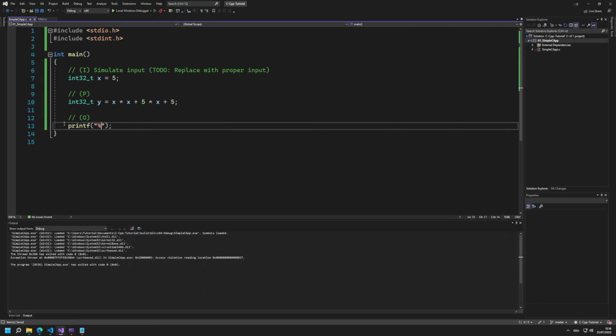So percentage means, hey, stop printing this normally, now we want to print something special. And the special thing that we want to print is an integer. So we're going to type in i, which means, hey, here we want to print an integer. And how are we going to supply the integer? Well, we can add more arguments to that. So we can add a comma and then the name of the variable.